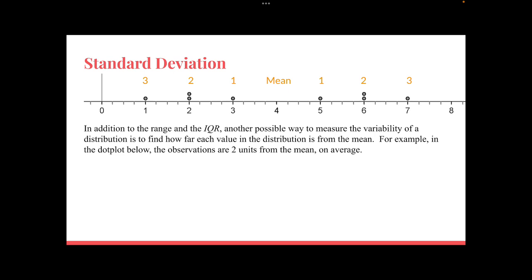All right, so let's again talk about standard deviation. So I have the same dot plot that we have above. We are going to calculate our standard deviation. So in addition to the range and the IQR, another possible way to measure the variability of a distribution is to find how far each value in the distribution is from the mean. For example, in the dot plot above, the observations are 2 units from the mean on average.